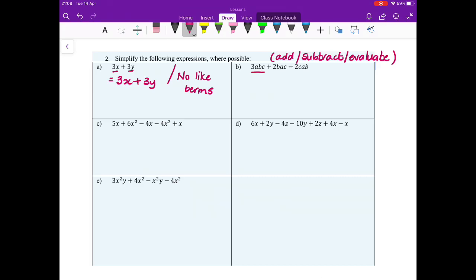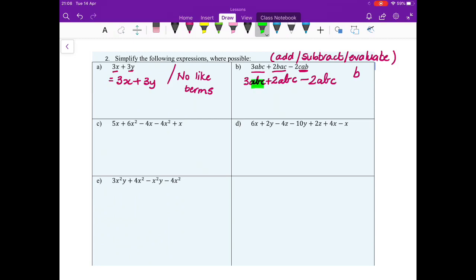Right, let's have a look here. We've got a 3ABC, a 2BAC. Remember what we've got to do? We've got to write it 2ABC. So now we've got 3ABC plus 2ABC minus 2CAB, alphabetical order, 2ABC. I would like you to write your B's in cursive, because sometimes when we write a B, we're not sure whether you've put a 6 or a B.